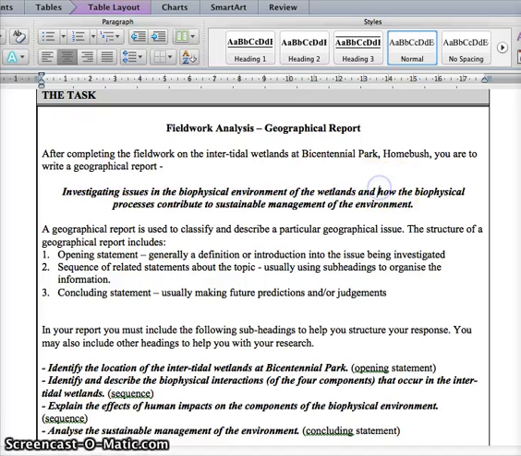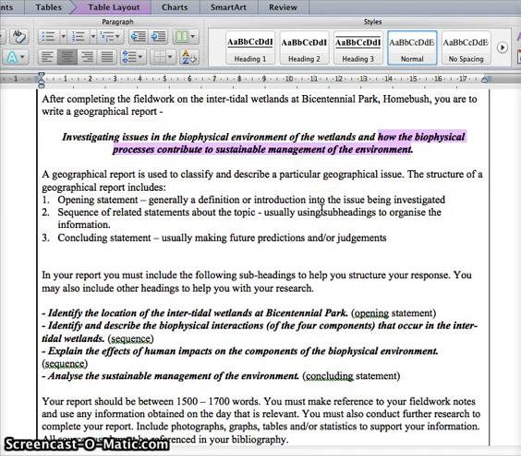The second part of the question is how the biophysical processes contribute to sustainable management of the environment. So what's happening in that environment that allows it to sustain itself? So think about the adaptations of the different plants, the need for the water, the birds, the animals, everything that works in that environment, in that ecosystem, how it works together to create sustainable management. So what I've provided down here is a guide for you to answer those questions.